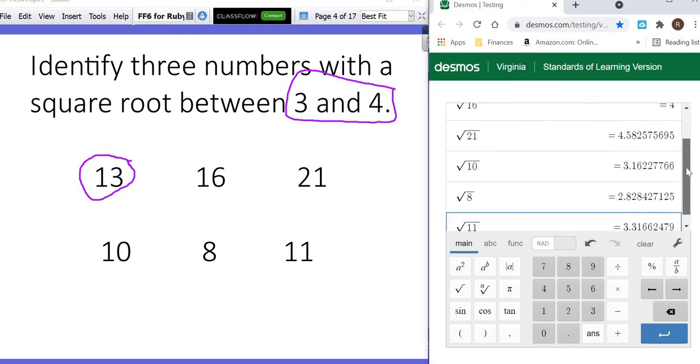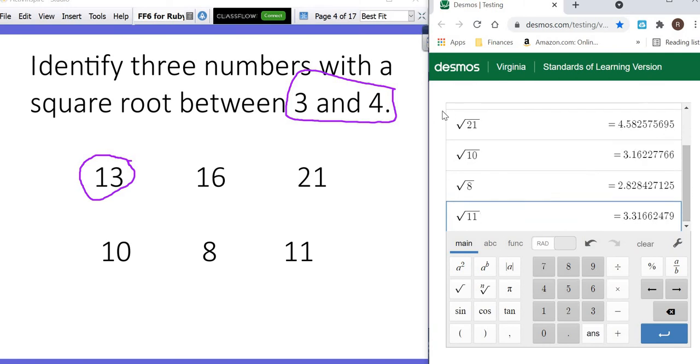The square root of 21 is 4.5. Well, that's not what we want either, because we want it between 3 and 4, which means the first number has to be a 3, followed by decimals. So we've got those two are not answers.